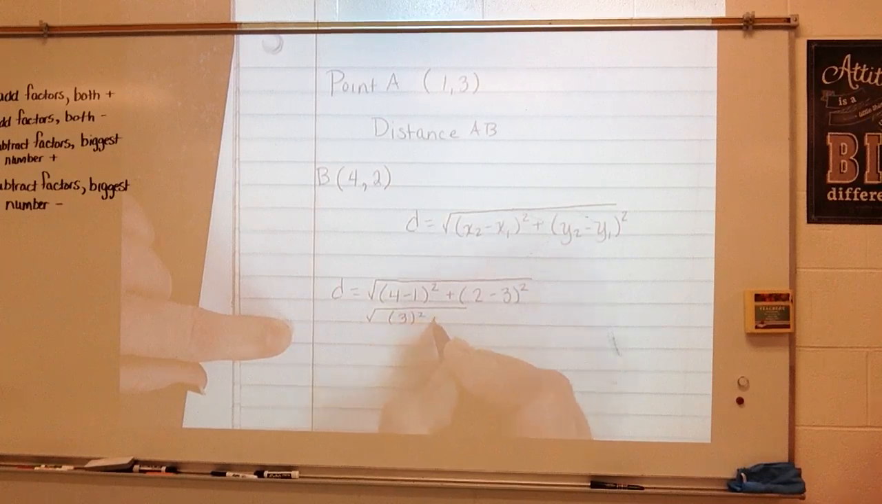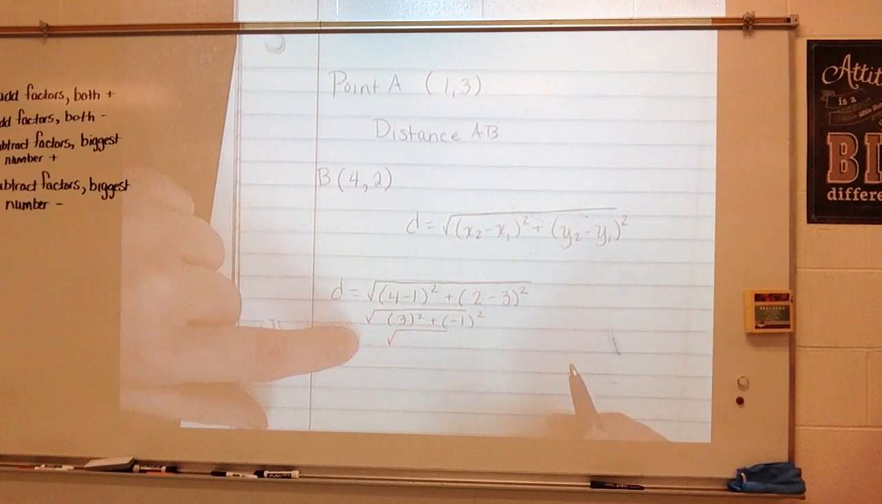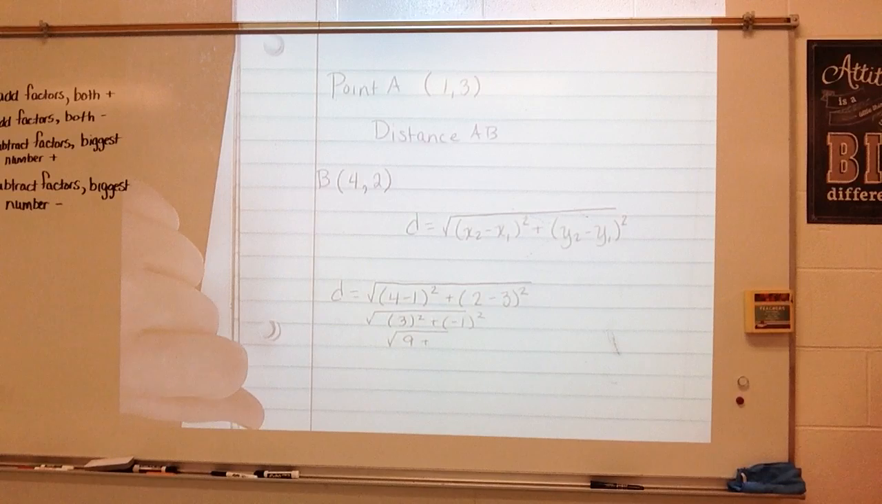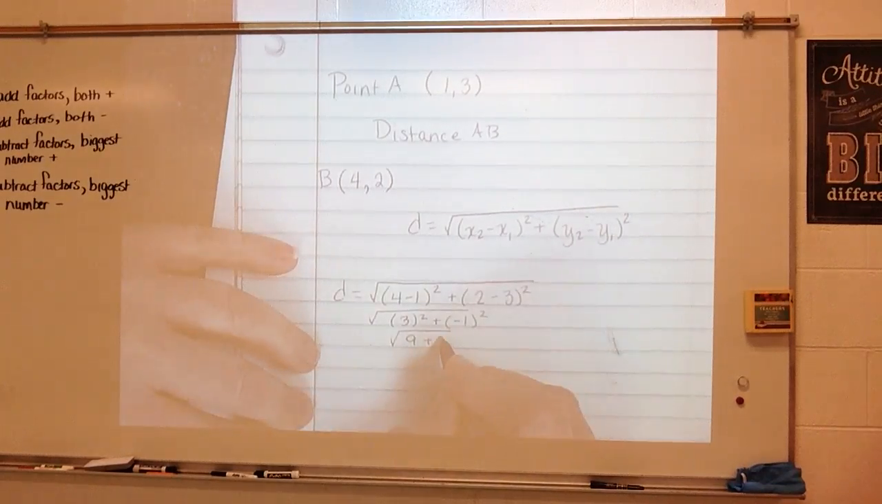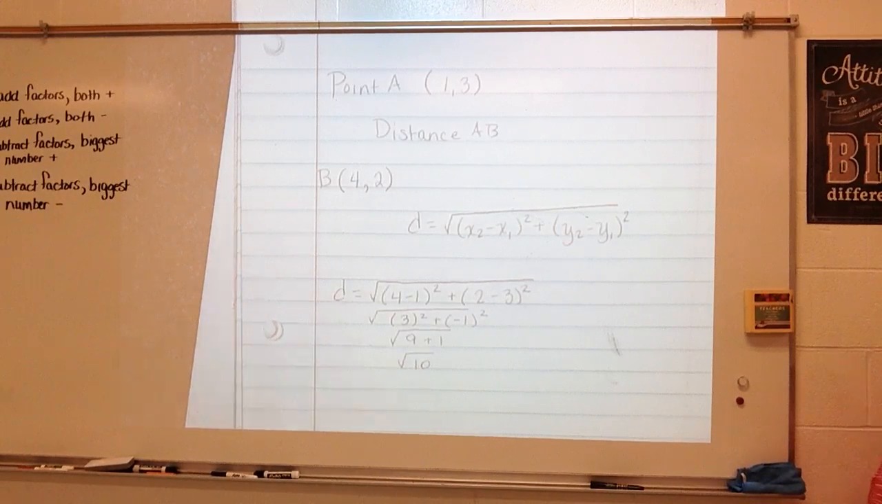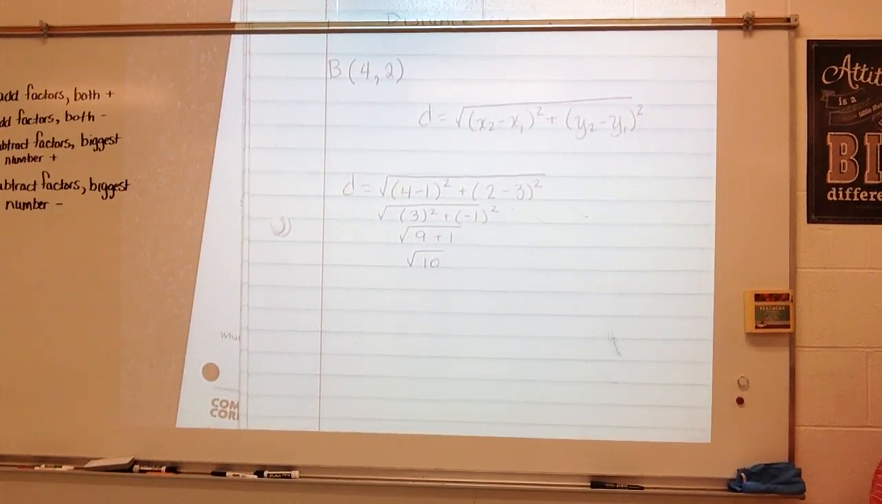So I get 3 squared plus negative 1 squared. 3 squared is 9 plus negative 1 squared is 1. So I get the square root of 10. I cannot simplify that anymore: 5 and 2, or 1 and 10. None of those are perfect squares. So I can say that the distance here is the square root of 10.